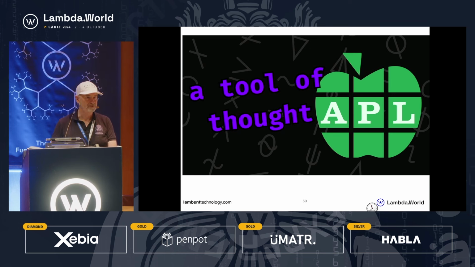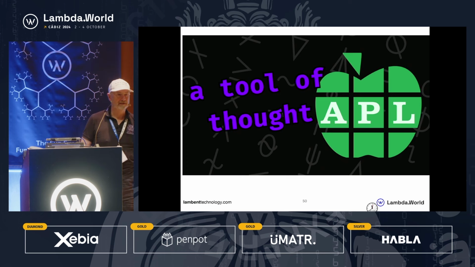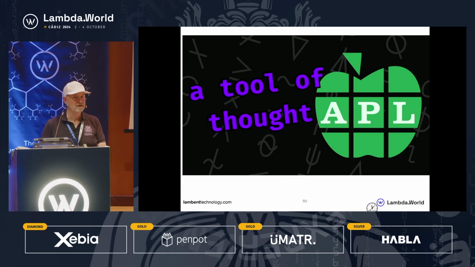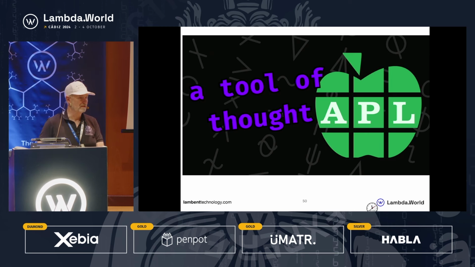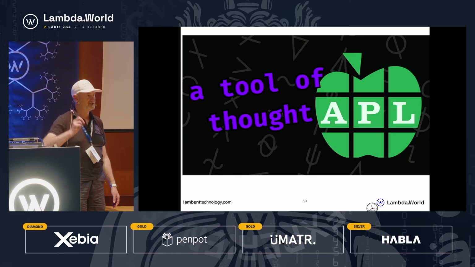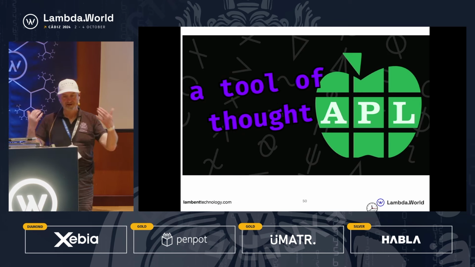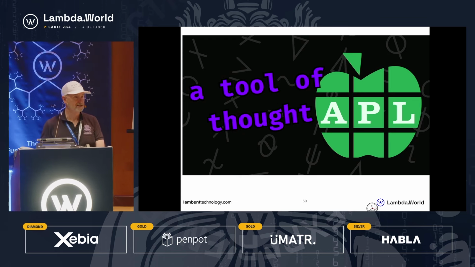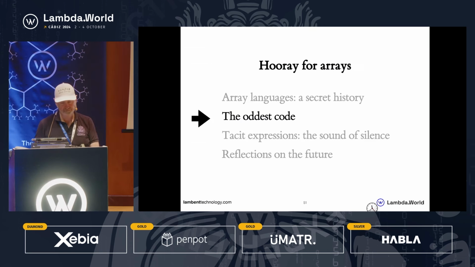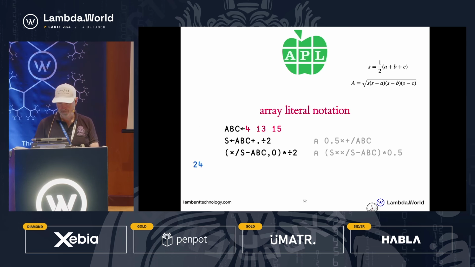It gets talked about as a tool of thought, taking its title from Ken Iverson's 1978 Turing Award paper, Notation as a Tool of Thought. Paul Graham once said that a programming language should be like a pencil. It's for thinking in and sketching with, not for engraving stuff in stone. And that's been APL's boast, that it's a tool for thinking in.